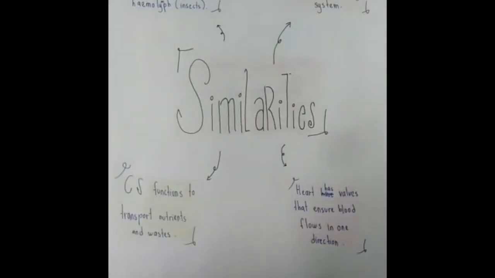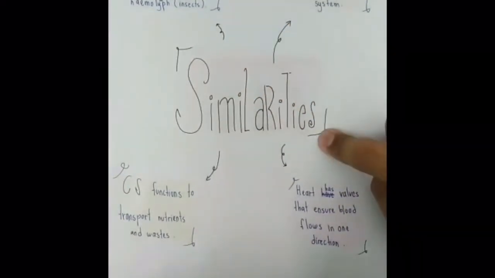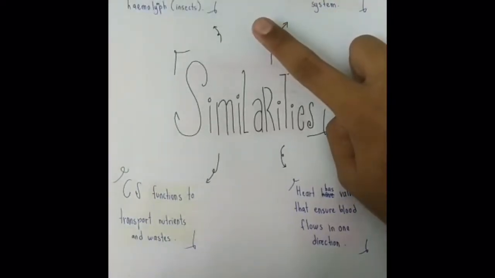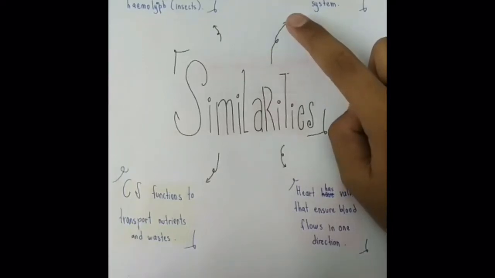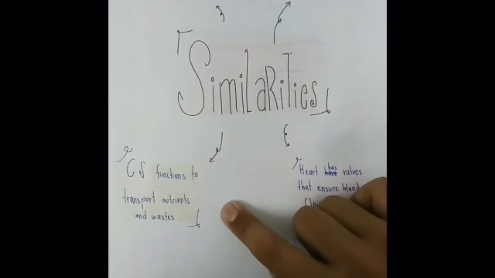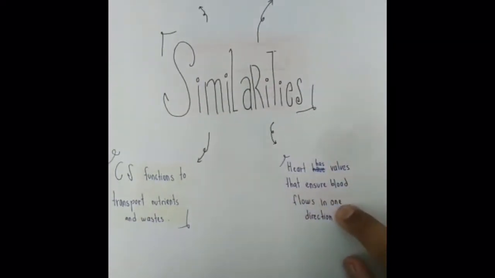Alright, now there are four similarities. First of all, the circulatory system is found in all multicellular organisms. The next one, the circulatory system consists of a heart to pump blood, or hemolymph in insects. Third one, the circulatory system functions to transport nutrients and waste. And last one, the heart has valves that ensure blood flows in one direction.